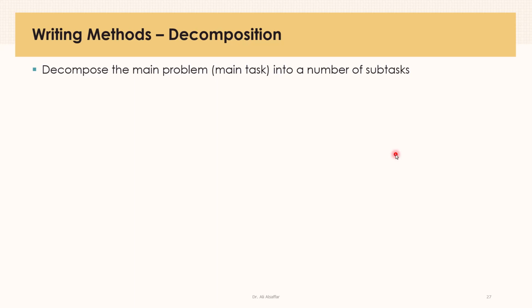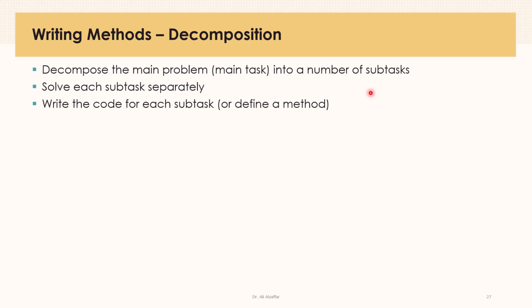Previously, we have discussed that if you have a big program, then it will have complicated logic as well as some repeated code. So therefore, it is better that you divide the main idea of your problem into small pieces called subtasks, and then solve each subtask separately. I mean, find a solution for each subtask. After that, write the code for each subtask and define a method that represents the code of this task.